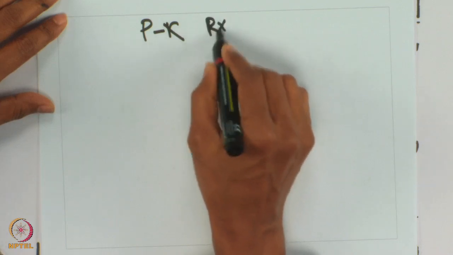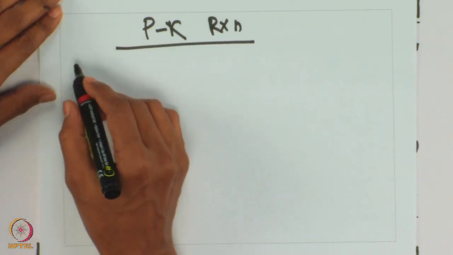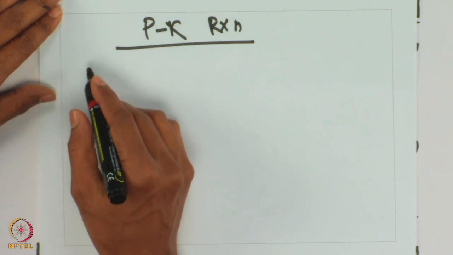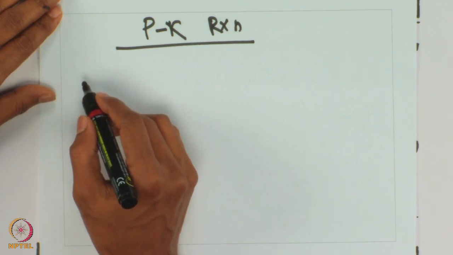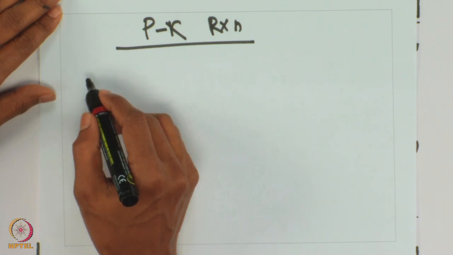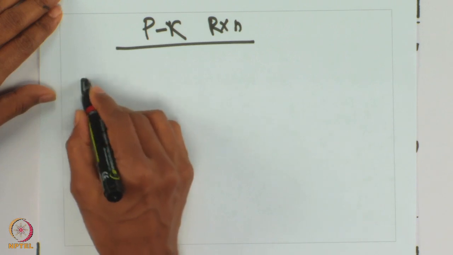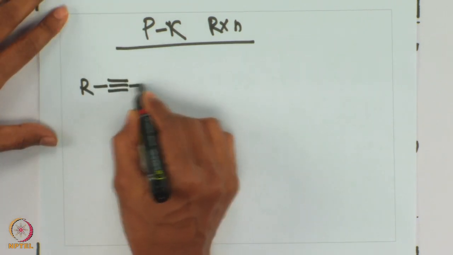Pauson-Khand reaction, let us say. Now, usually, as I was telling, although it has excellent functional group compatibility, it is very sensitive to alkene substitution. In general, tri- and tetra-substituted alkenes do not work very well. Acetylene and terminal alkynes are the best ones. Let us therefore take the terminal alkyne.